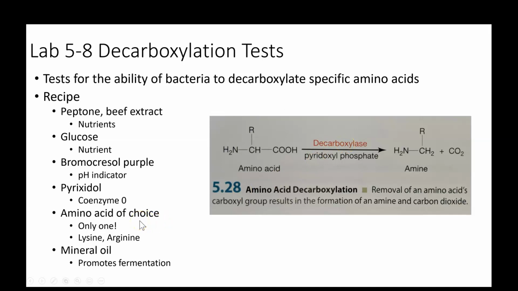And then again, just like our phenol red test, we can only add 1 amino acid at a time. So we want to add only lysine or only arginine. Those are the 2 that we're going to be looking at today. So we want to always keep those in separate tubes and label our tubes with the amino acid that we're looking at. And then another interesting addition to this particular test is the addition of mineral oil. So mineral oil is going to be laid over the top of the tube, and this basically prevents oxygen from getting in the media and promotes a fermentation pathway because we're removing oxygen from the environment.